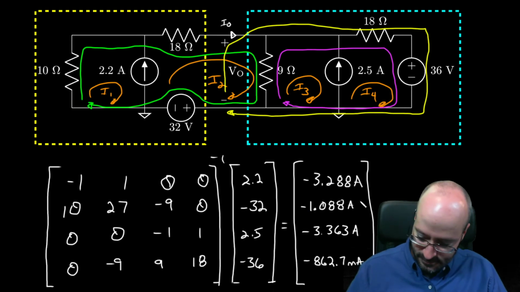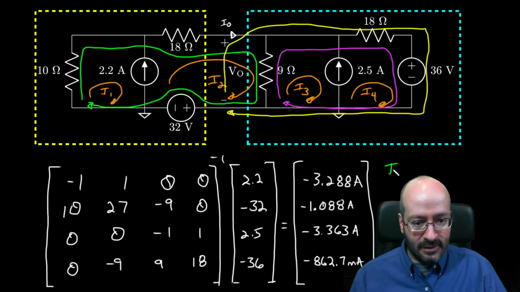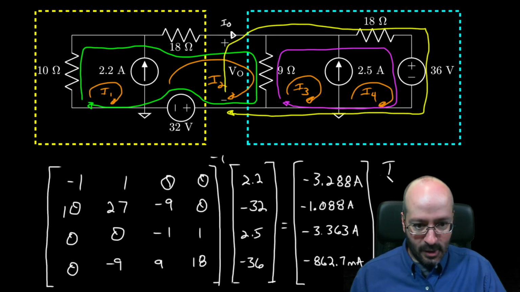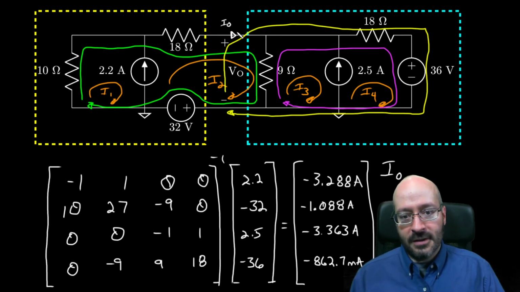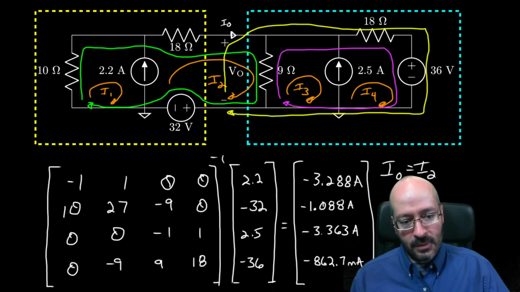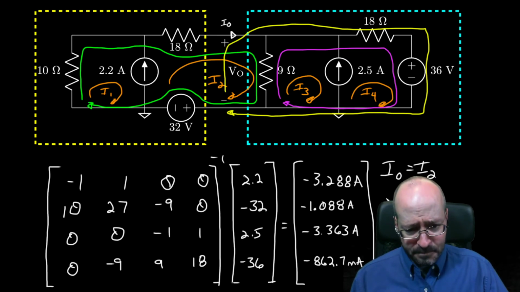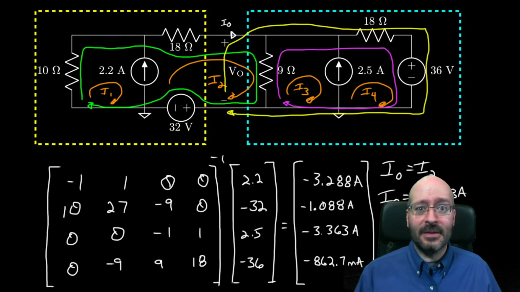Now, I out, maybe I didn't explicitly say this here. Does I1 touch it? Nope. Does I2 touch it? Yep. So I out is really just whatever I2 is. I3 doesn't touch it, I4 doesn't touch it. So I out is negative 1.088 amps. And that's what we found from the Thevenin equivalents.